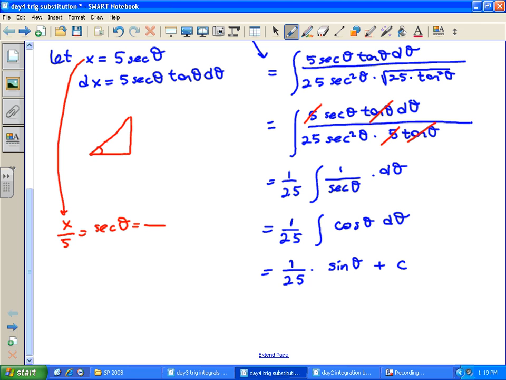Secant is? I know that cosine would be adjacent over hypotenuse, right? So secant is the opposite, hypotenuse over adjacent. So what we want then is we want hypotenuse over adjacent to be x over 5 in this triangle. So hypotenuse is x, adjacent is 5. And how about the third side?